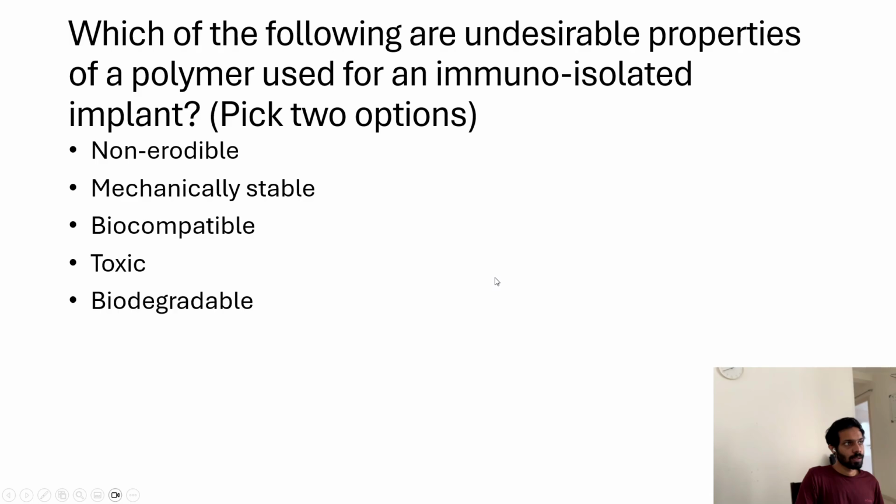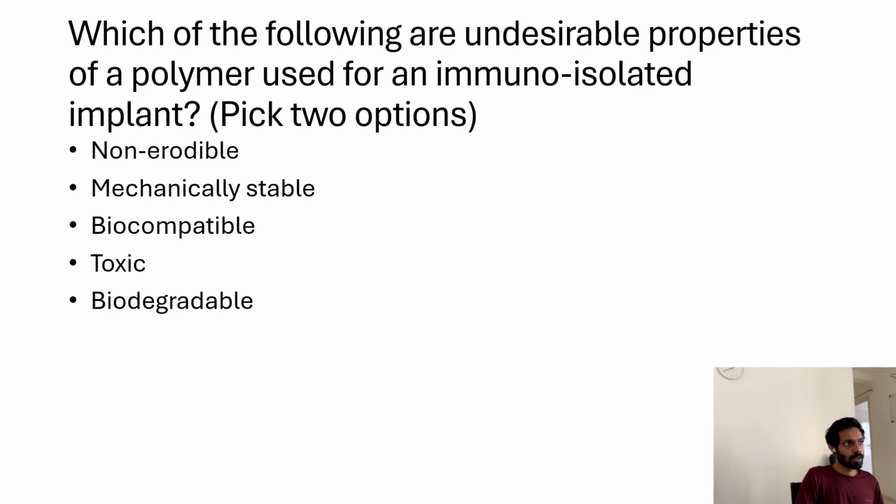Okay, moving on. Which of the following are undesirable properties of a polymer used for immune isolated implant? Undesirable property. So, which property should the polymer not have? Toxic. Yeah, toxic is one. It cannot be toxic. What else? Non-erodible. You're saying it should not be non-erodible, so it should be erodible. Yes, sir.